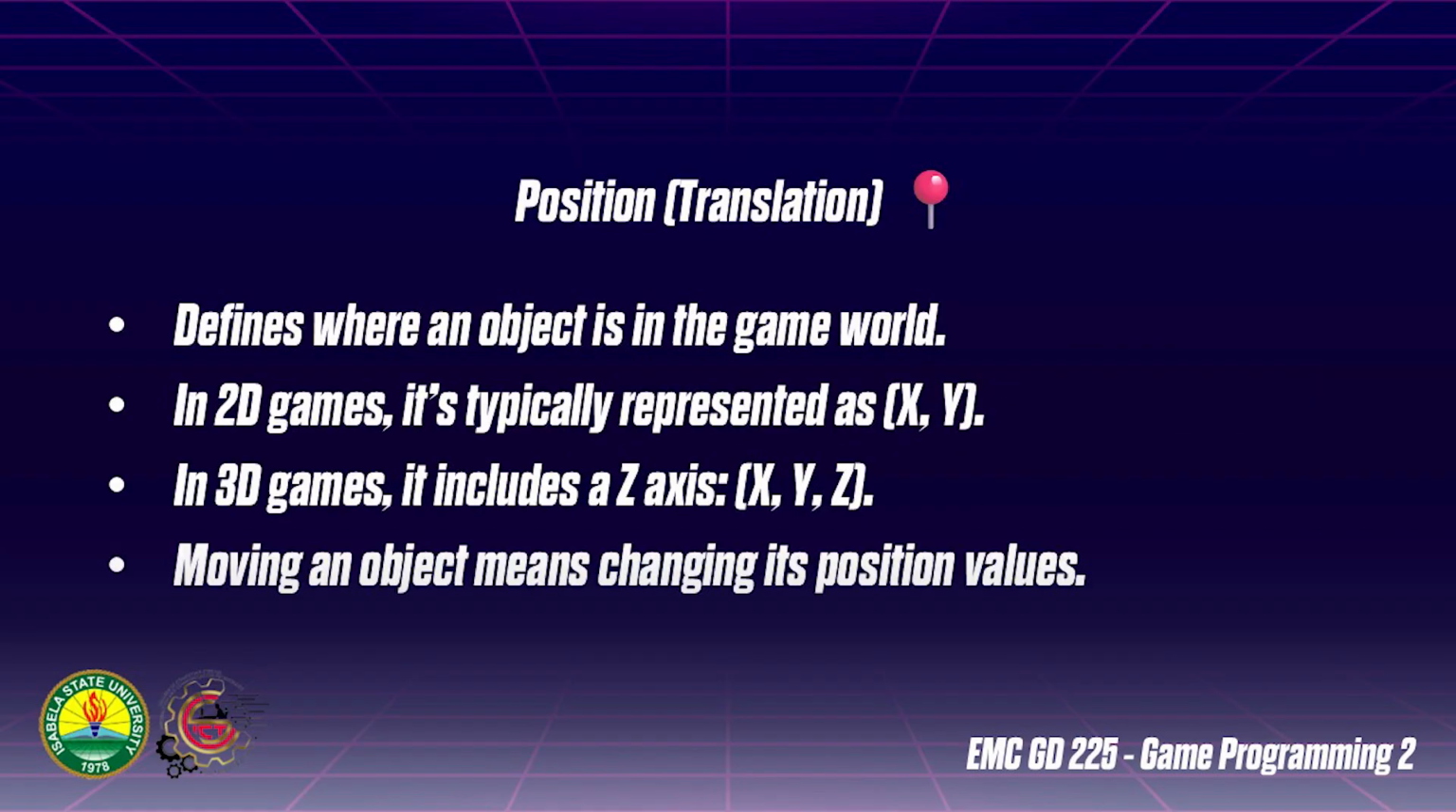Position, or translation, defines where an object is in the game world. In 2D games, it's typically represented as X and Y. In 3D games, it includes a Z-axis, and so it is X, Y, and Z. Moving an object means changing its position values.